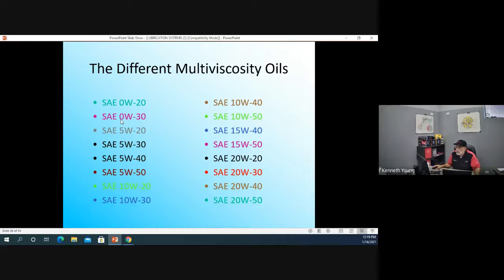And then, of course, we see zeros. The only zero oil I ever knew was Mobil 1. When Mobil 1 first came out, they had a 0W30. And they got lots of zero oils in Mobil 1.